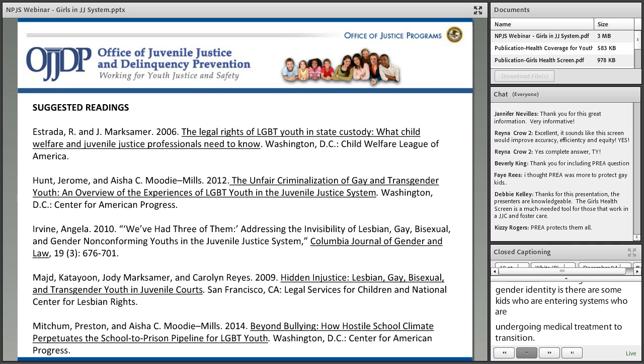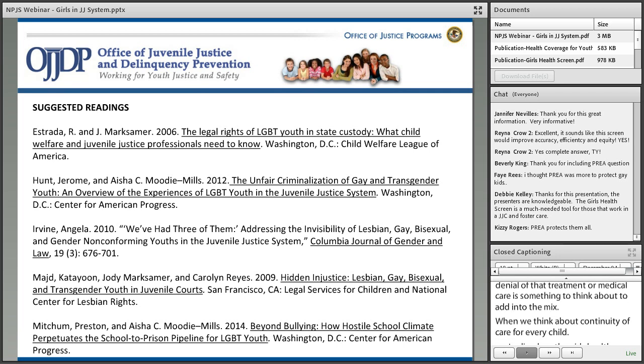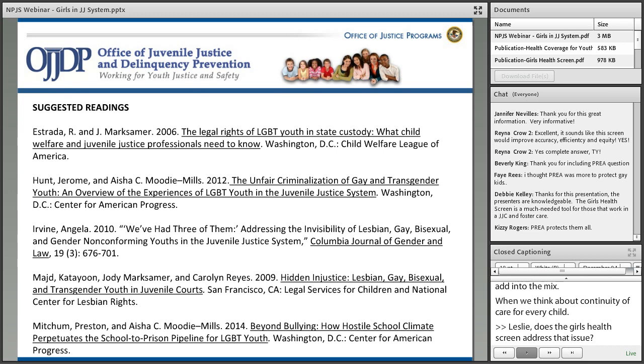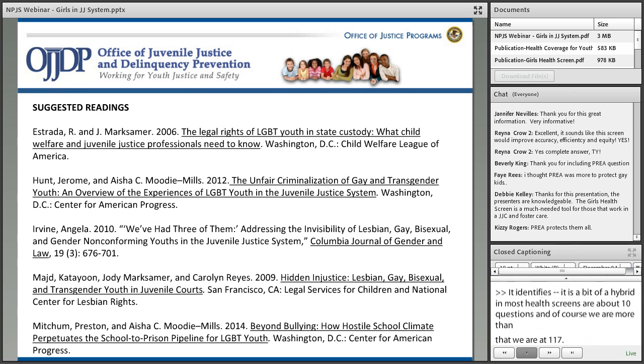Leslie, does the Girls Health Screen address that issue at all? It's a bit of a hybrid in that most health screens are only about 10 questions, and we're 117 in multiple domains of kids' lives. We do identify medications, health needs, and preference for sexual partners. I think we'd like to improve or add to the sexual identity questions without burdening it. We can't make it too long. That's always the choice for us. In a county like LA, for example, that has thousands and thousands of kids coming in, if we want to do this, we have to do it correctly. But we do get to that question, and I think we could improve it, and we will.